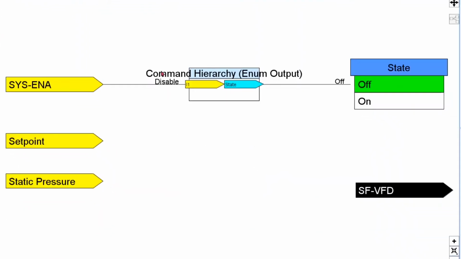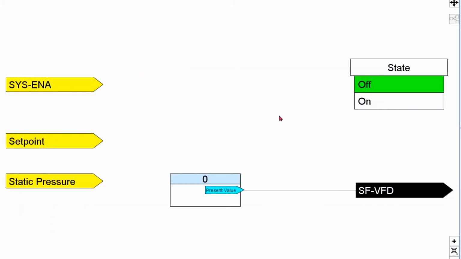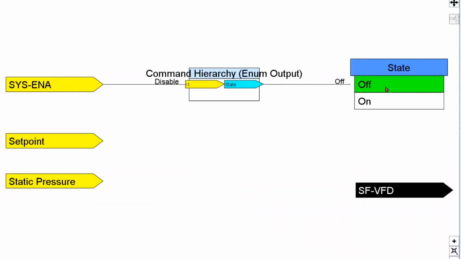Now you can see that my system enable is disabled, so the command hierarchy is selecting the off state. We are under the state screen, so nothing happens here. It's only what you pick. So let's go to off, and you can see that my supply fan VFD is set to 0. That's what we want under the off condition. The green box tells you that that's the state that is selected.